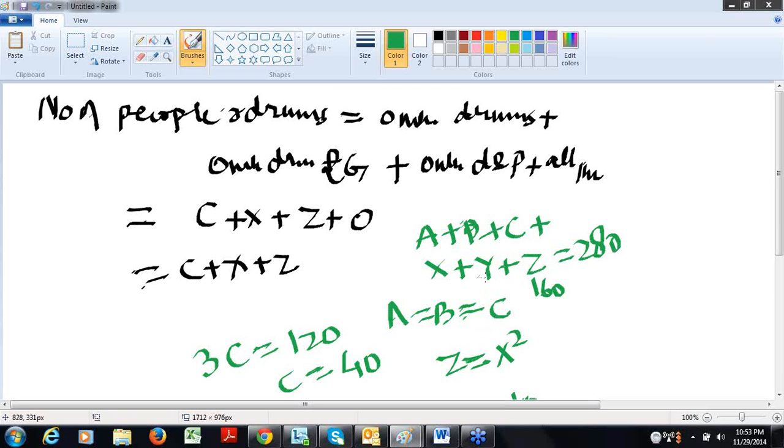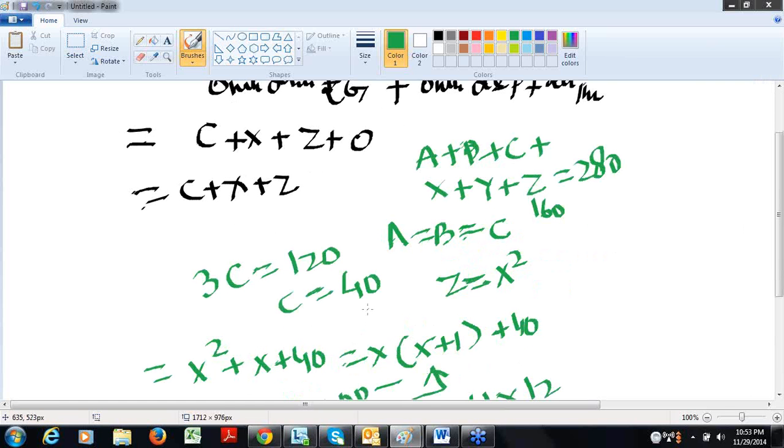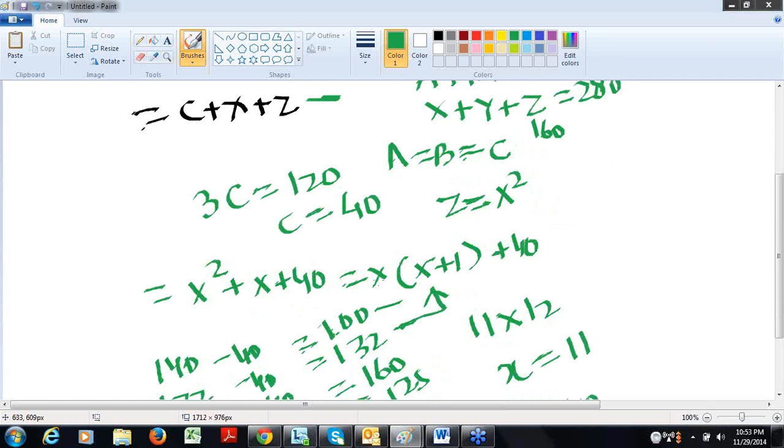Also, it has been given X plus Y plus Z is 160. And A is equal to B is equal to C has been given. So just put in this equation. So we found out C is equal to 40. Now put this value into this equation. Also Z is given as X square. Put Z is equal to X square and C is equal to 40 in this equation. What will we get? It will be X square plus X plus 40. Now this can be written as X into X plus 1 plus 40.